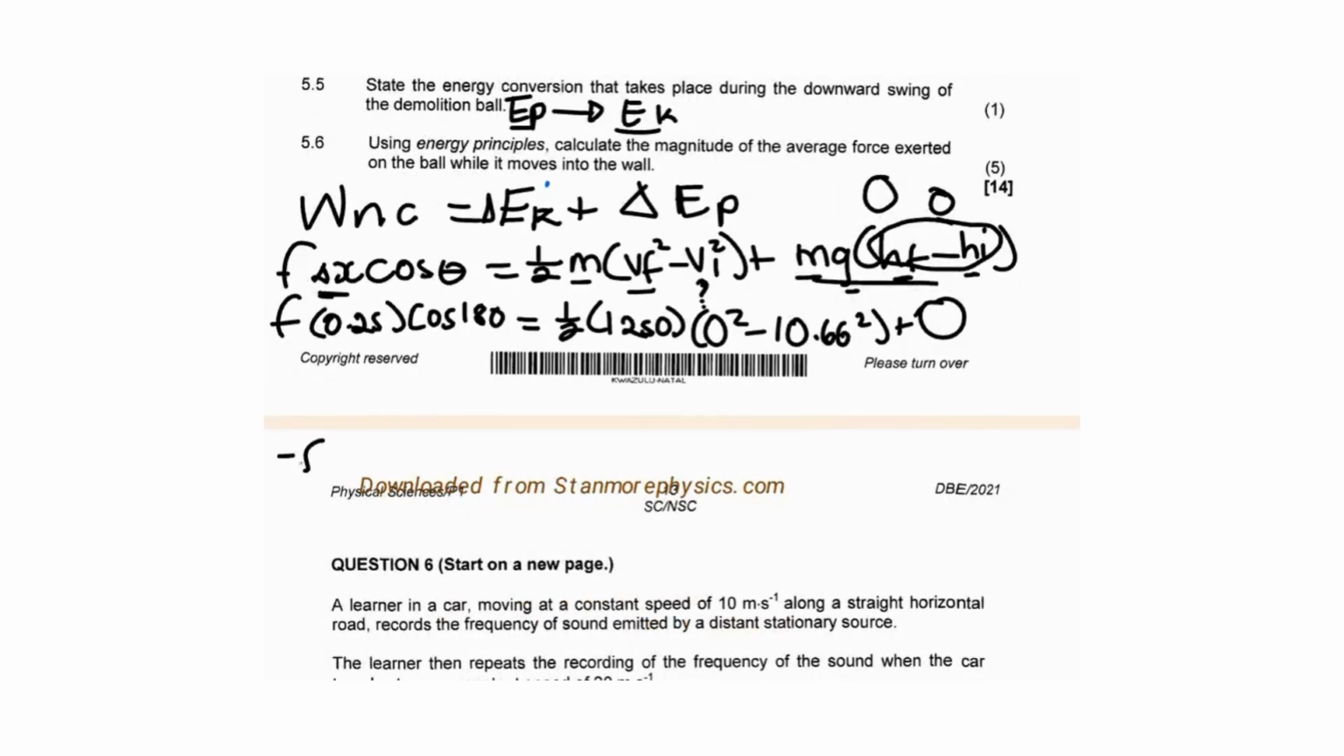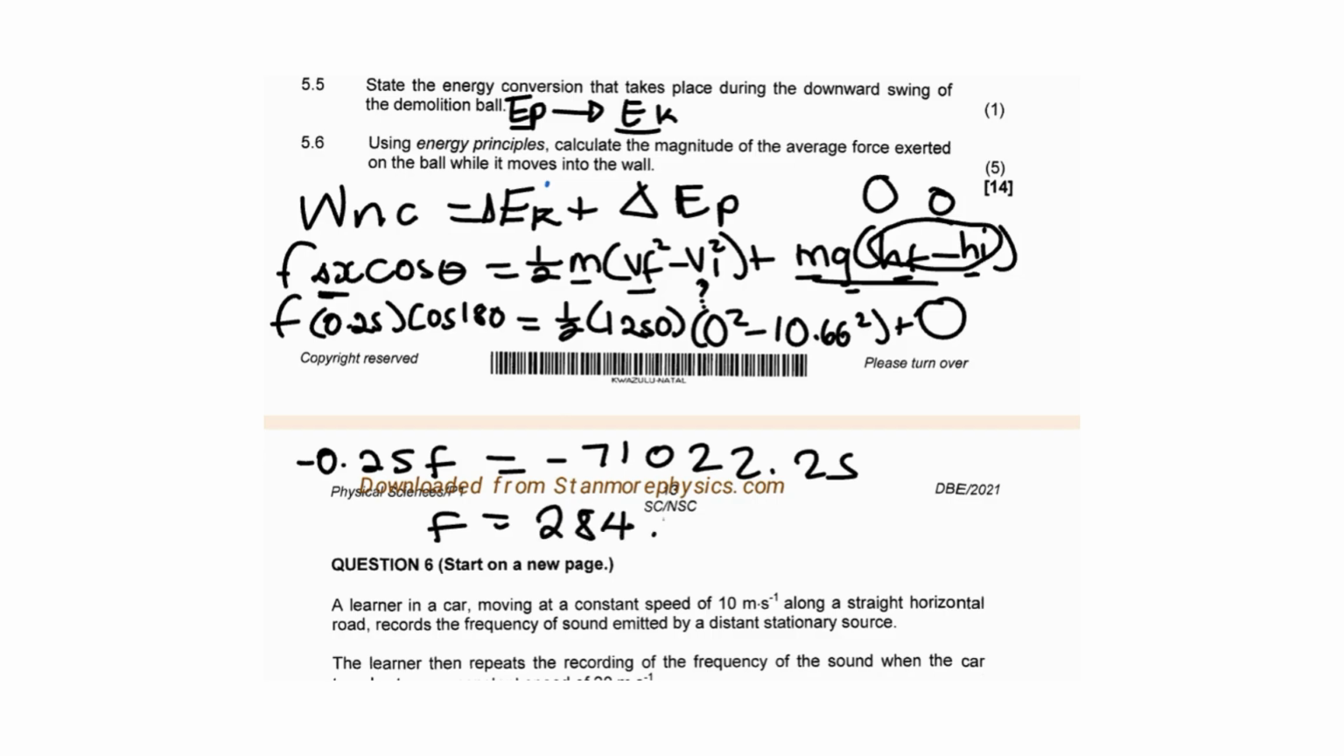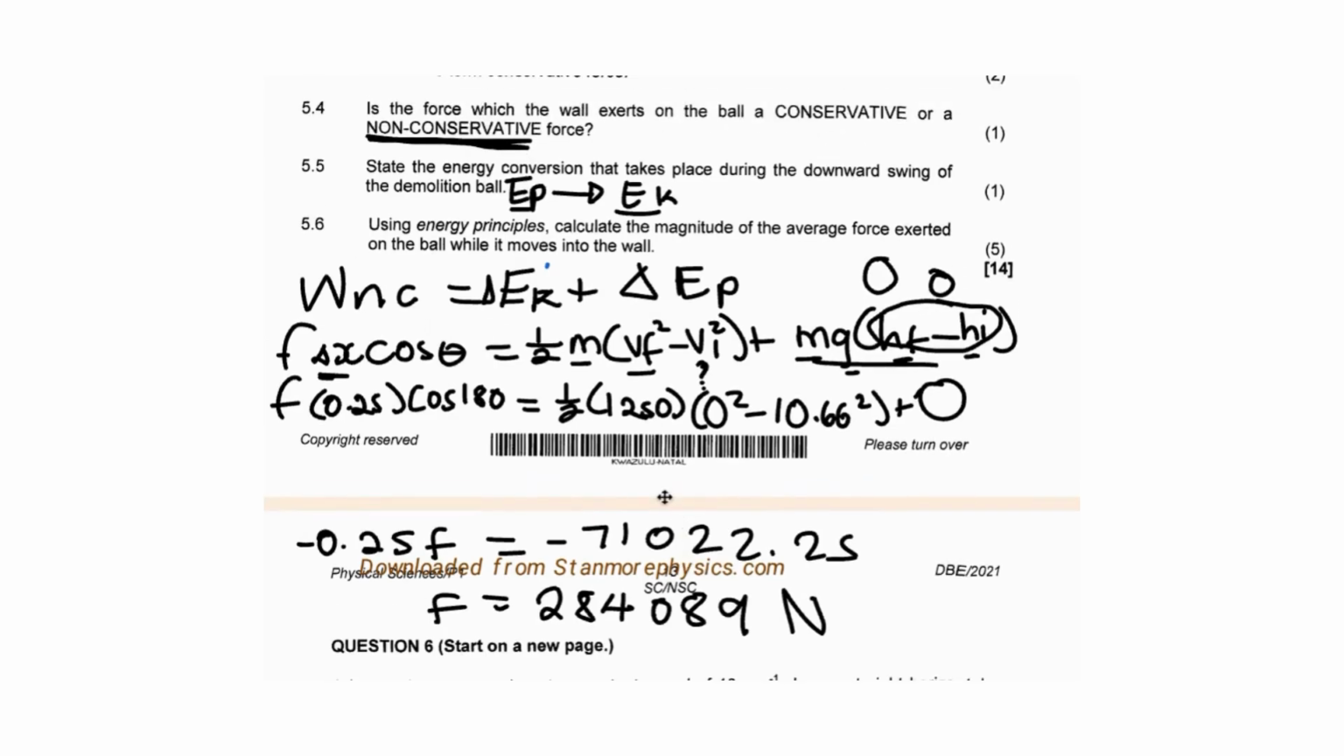So I have negative 0.25 times the force, equals, the left hand side gives me negative 71022.25. So F is negative 71022.25 divided by negative 0.25, and that gives me 2,804.089 newtons. So that is the force, and that is worth 5 marks. I hope you're still with me, guys. I hope you're still following. I hope it's all making sense.